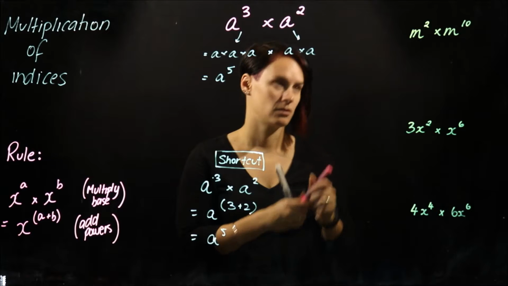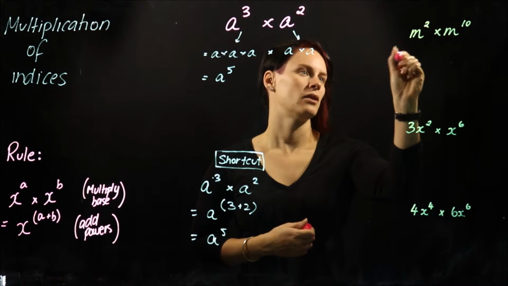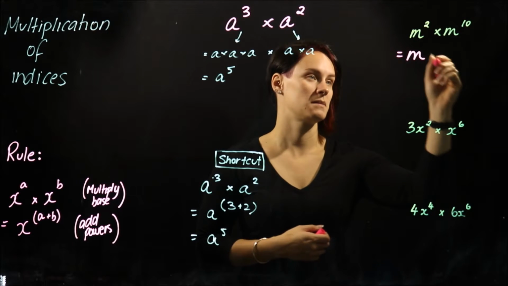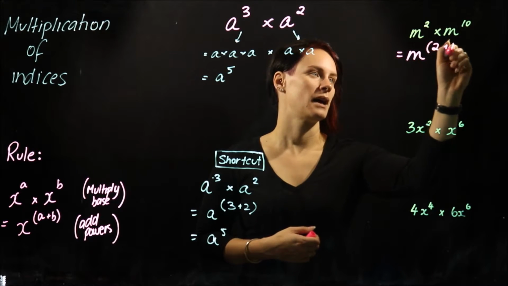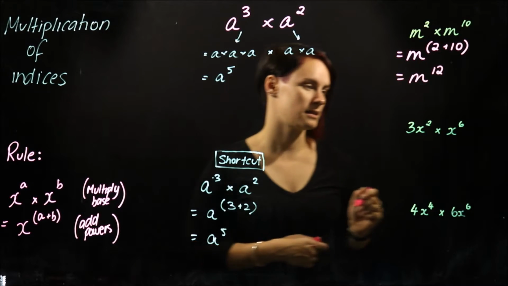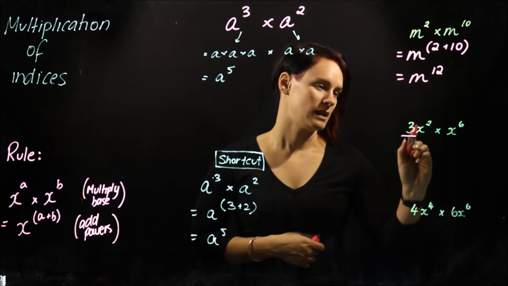All right, let's look up here and do these examples. We've got m to the power of 2 times m to the power of 10. We know with our shortcut we aren't going to write m times m times m times m. So we're going to add the powers together to do that shortcut, and we have m to the power of 12, nice and simple.